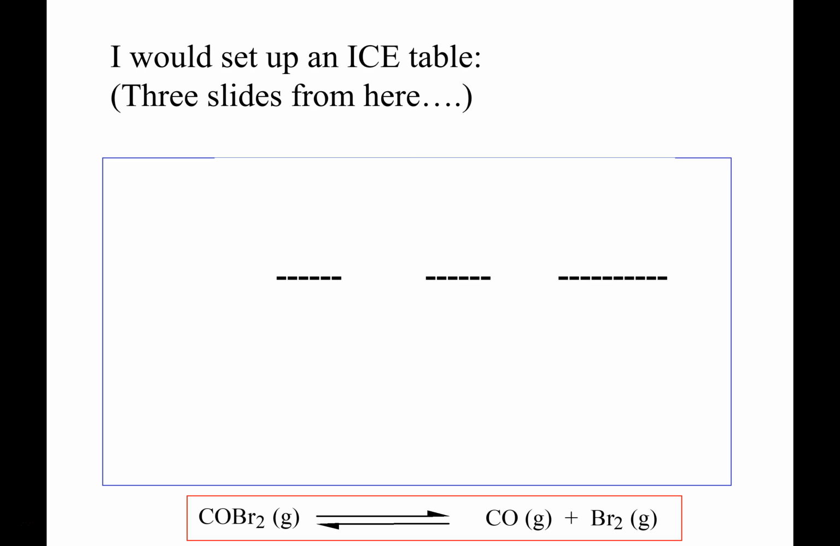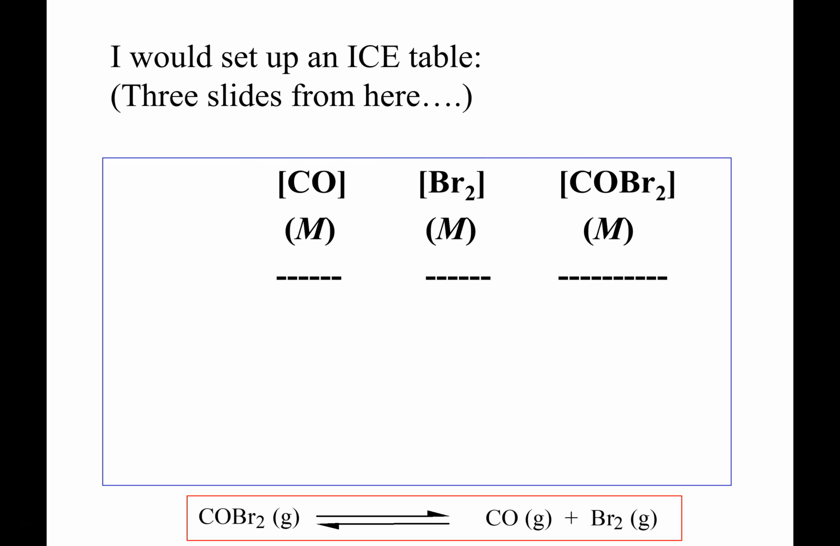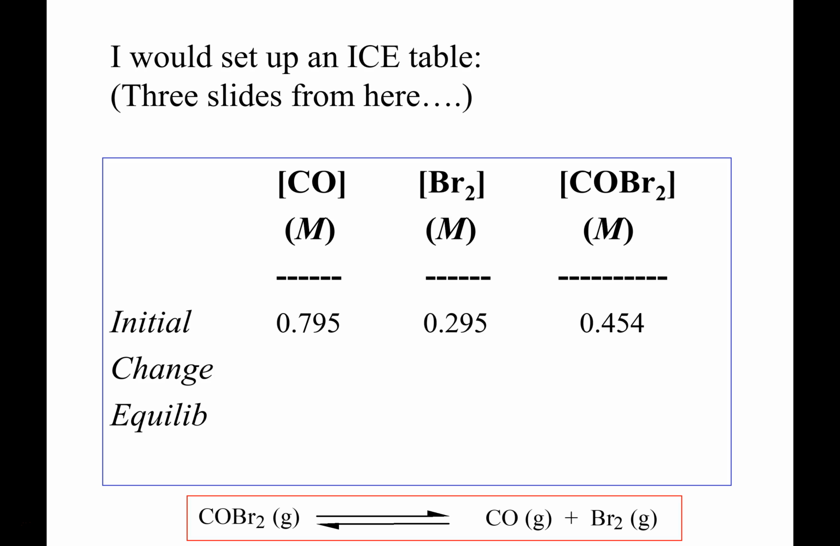This is actually 3 slides from here. It should look like this, where we're setting up our columns. We have the 2 reactants and the product, and then of course we're going to have 3 rows: initial, change, and at equilibrium. The initials we knocked out. We had 0.795 for the molar concentration of CO, 0.295 for the molar concentration of Br2, and 0.454 molar concentration of COBr2.